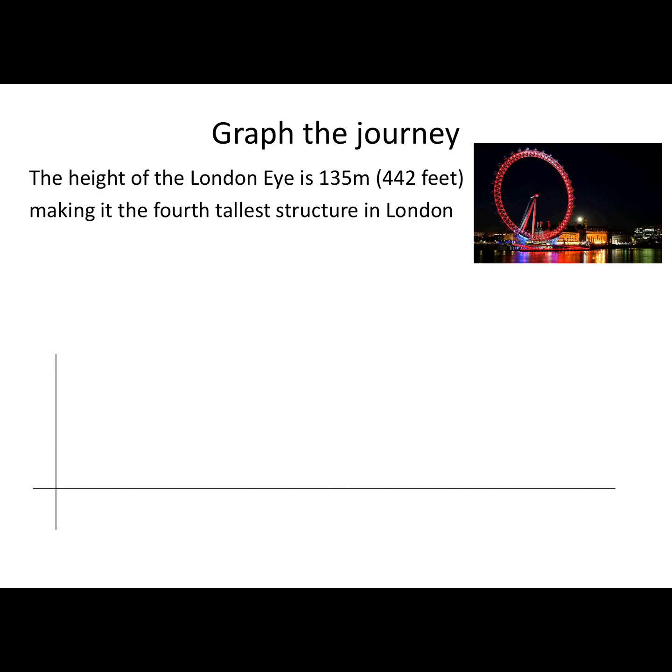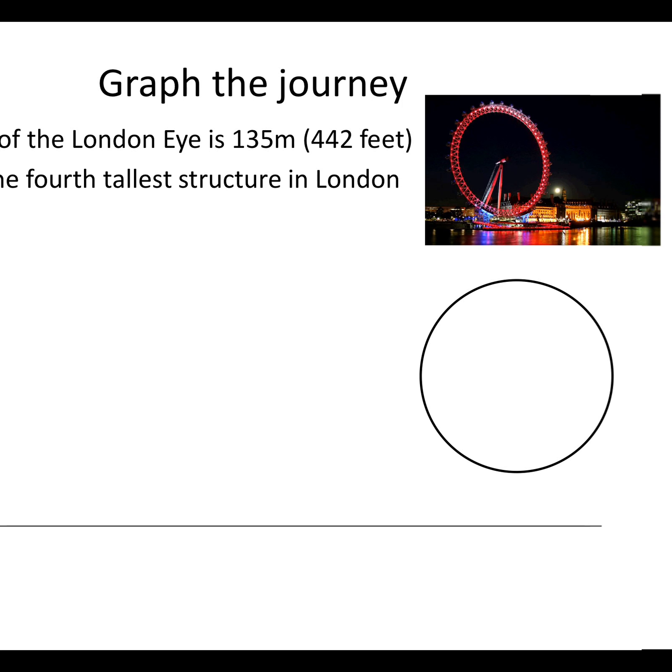So the height of the London Eye is 135 meters. So I'm going to just quickly graph maybe what it would look like on a Ferris wheel. So if we were looking on this, let's do feet since we're used to feet. So from top to bottom, that is 442 feet. So we're going to assume that it starts at the very bottom, right? And we're going to assume that it's going to be, what does it say?